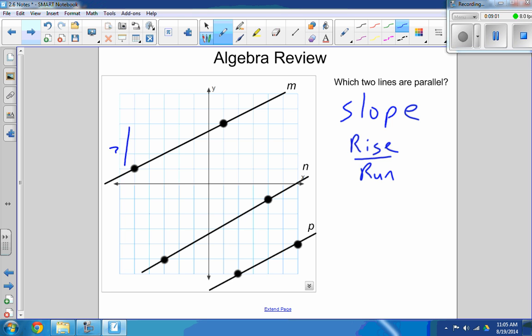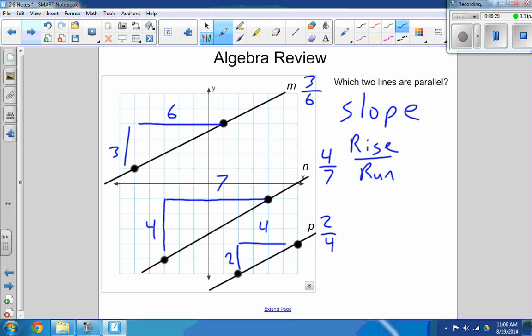I go up 3 over 6. So the slope of m is 3 over 6. And I go up 4 over 7. Slope of p, I go up 2 over 4.